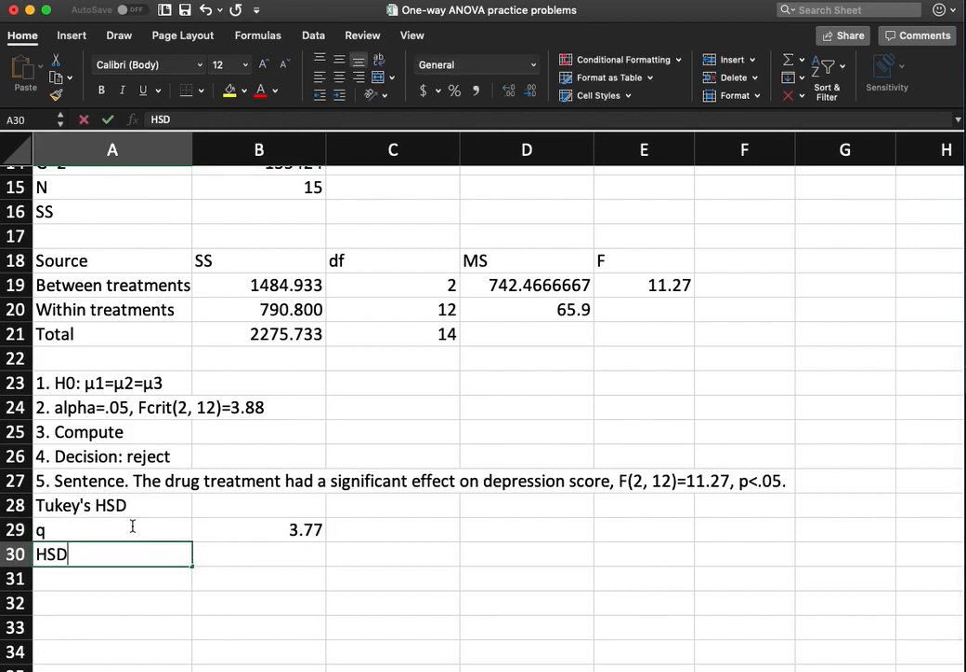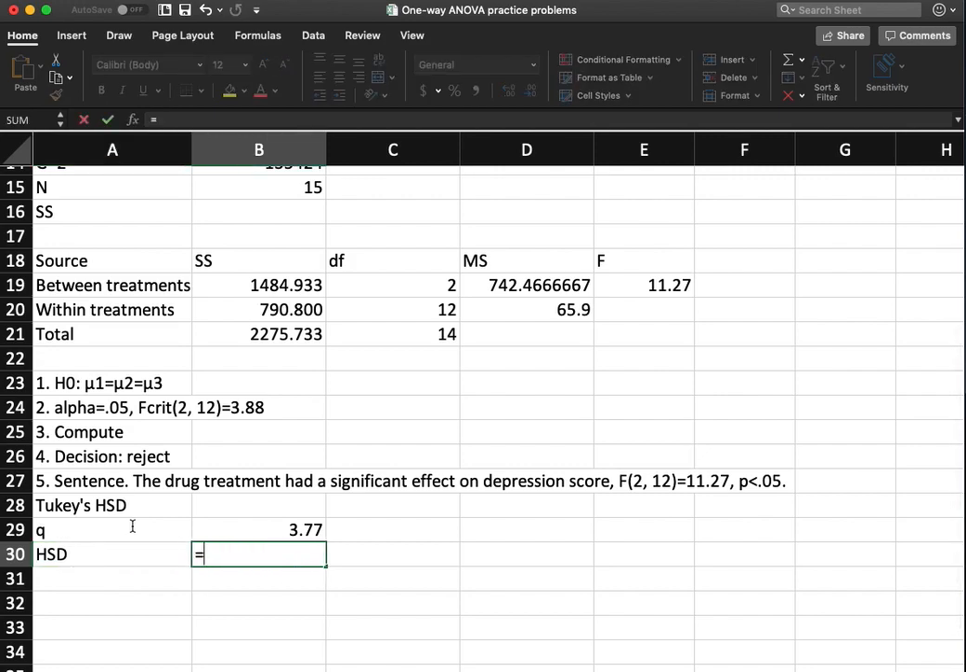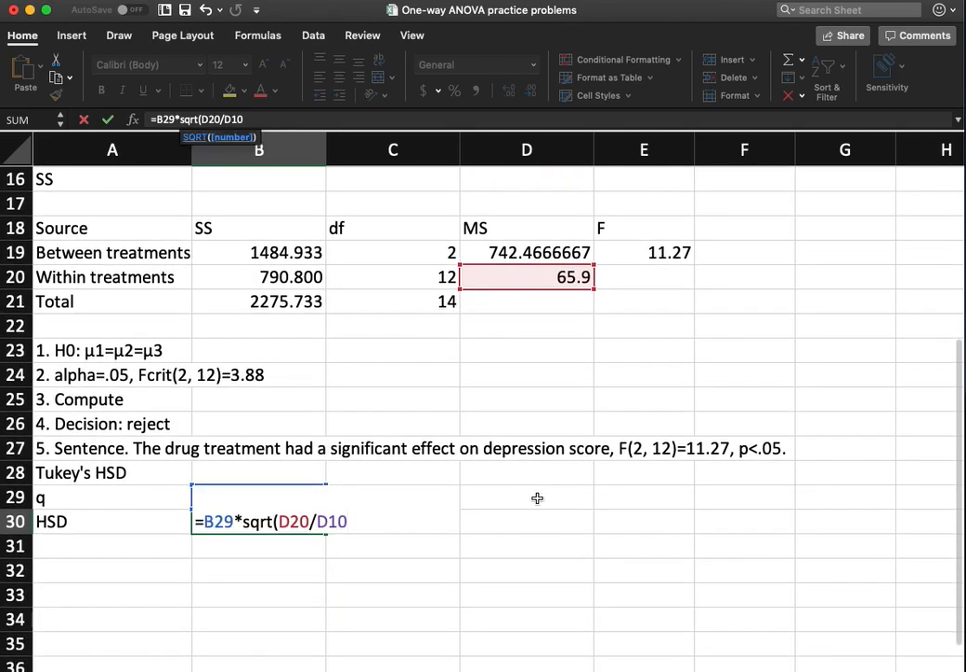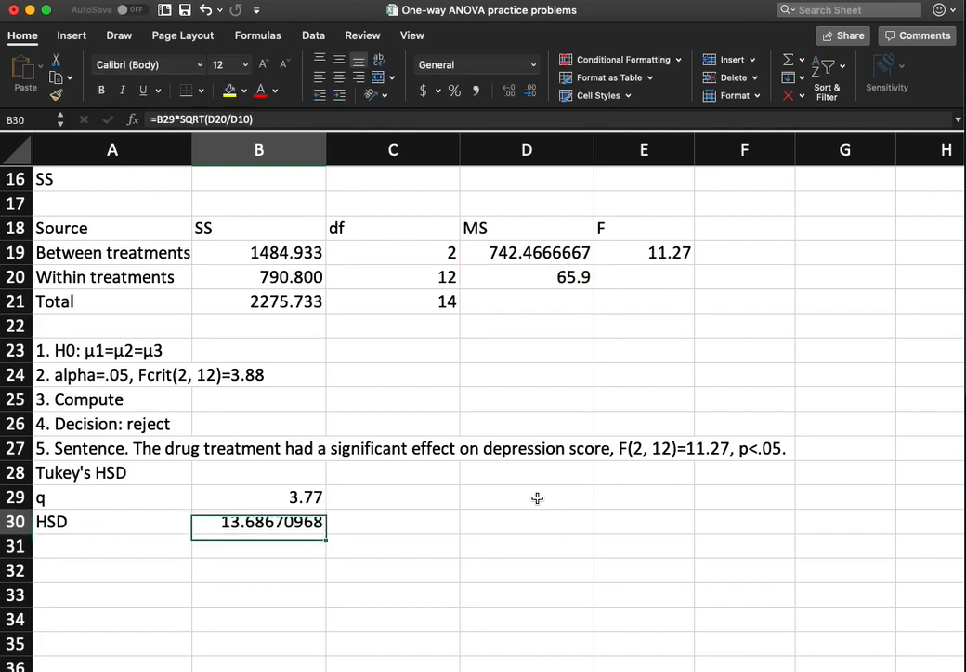3.77, and HSD is equal to Q times the square root of this quantity, mean squared within treatments, divided by n, and you can pick whichever n that you want. Just pick one of them. They've got to be the same to use this, and we'll pick n. That's 5, or you could just type 5. Okay, so the honestly significant difference is about 13.7.